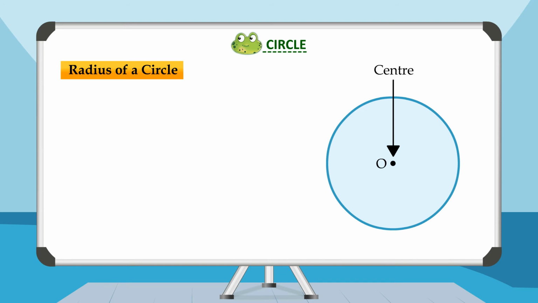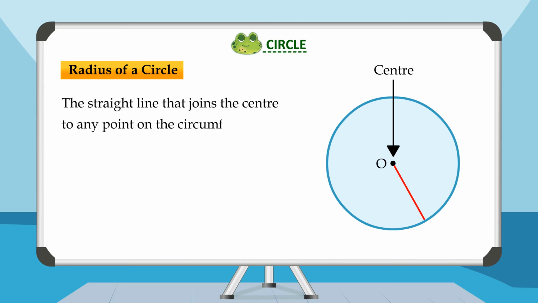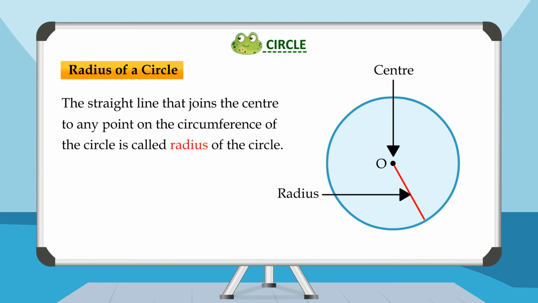Radius of a circle. The straight line that joins the center to any point on the circumference of the circle is called the radius of the circle.